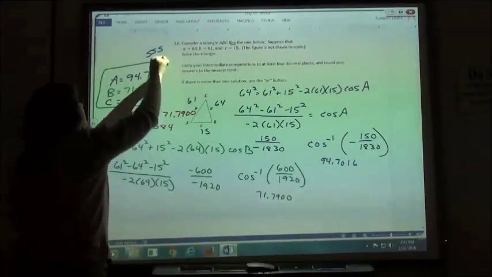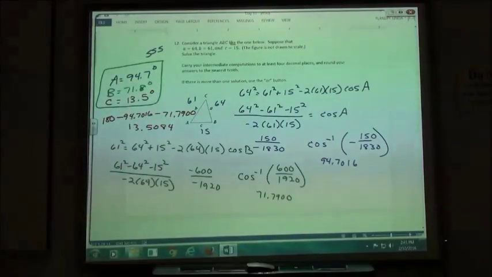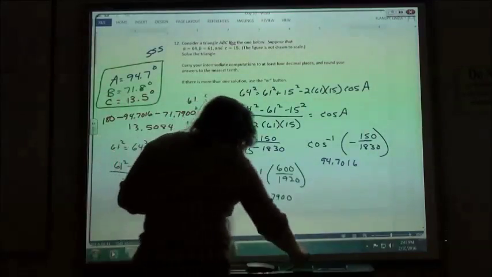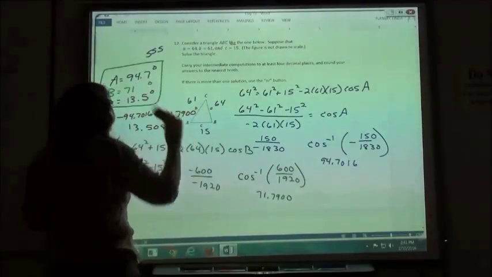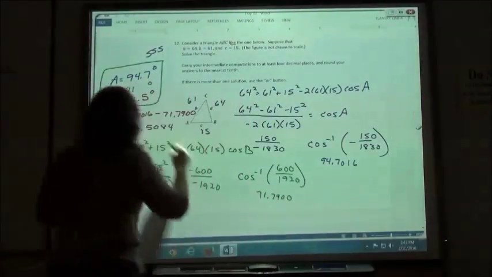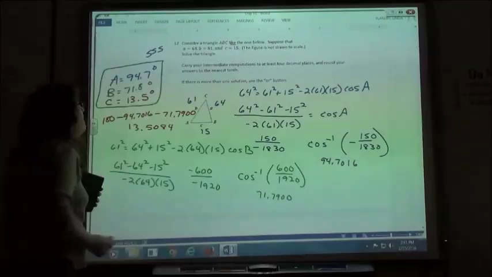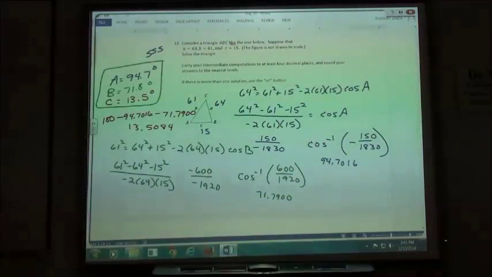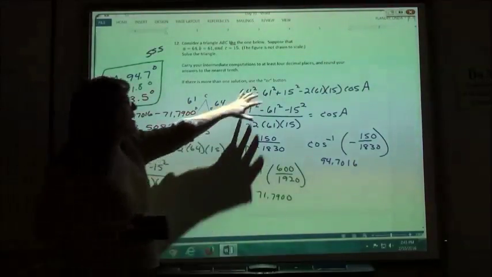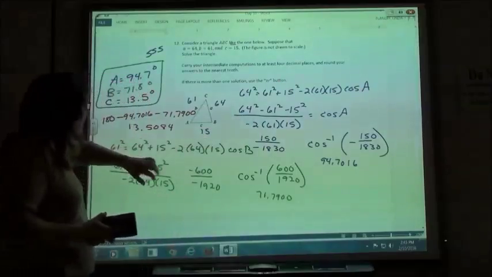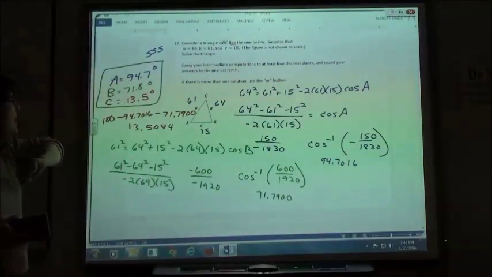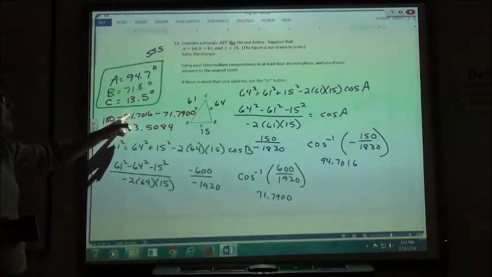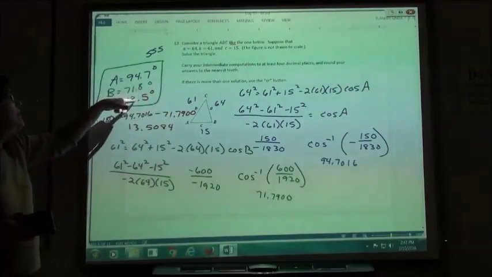So angle A came out to be 94.7, B 71.8, and C 13.5. All right, so use the law of cosines to find angle A, the law of cosines to find angle B, and then took 180 and subtracted angle A and angle B to find angle C.